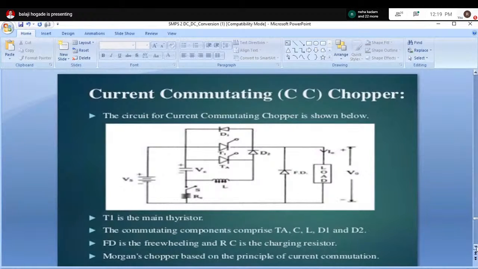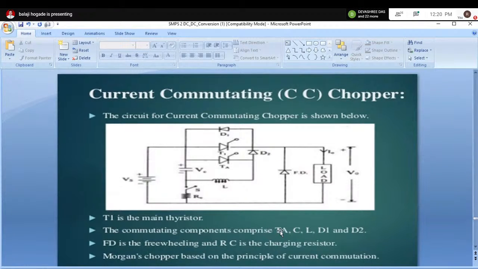Then the current commutation chopper. The circuit diagram for the current commutation chopper is shown in the figure. It also consists of the main SCR, auxiliary SCR, and the commutation circuit consists of the components T_A, C, L, D1 and D2. T1 is the main SCR, the main current carrying SCR. This SCR carries the load current. T_A is the auxiliary SCR, which is required to turn off the main SCR.